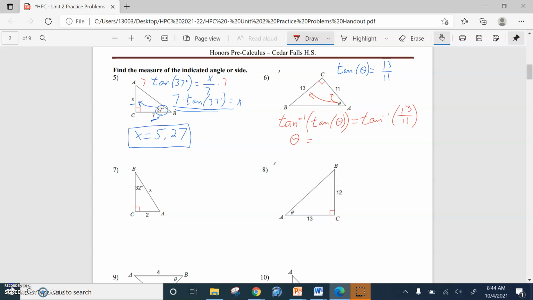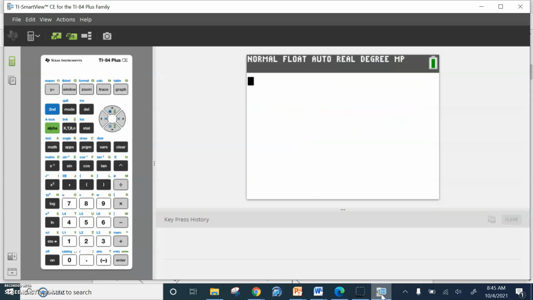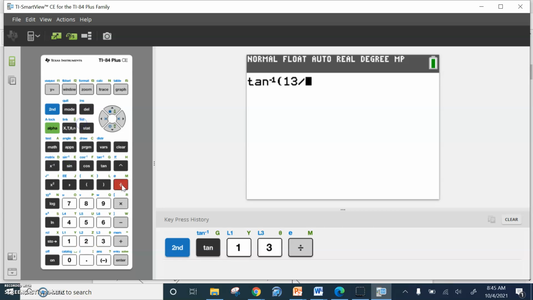Give me a second here. What I've just done, I paused the video for a split second. I got my TI calculator emulator pulled up. So we want to find tangent inverse of 13/11. I'm going to show you what it would look like in a graphing calculator. That would be the second key, because if you look at tangent, right above it in blue would be tangent inverse. So that's tan -1 of that fraction, 13/11.